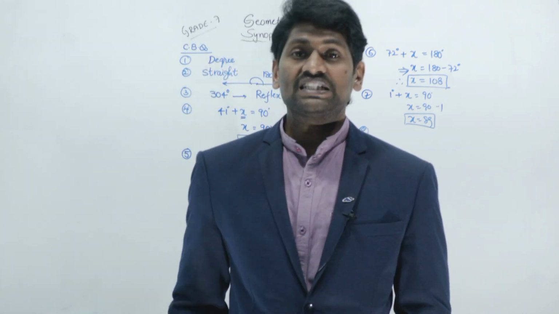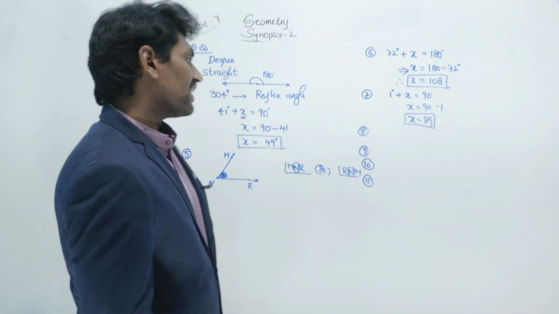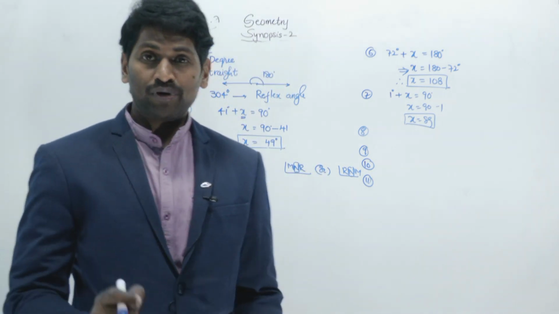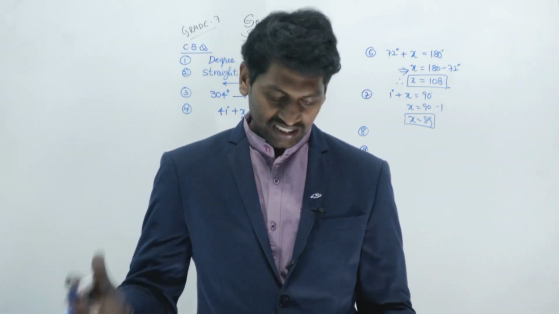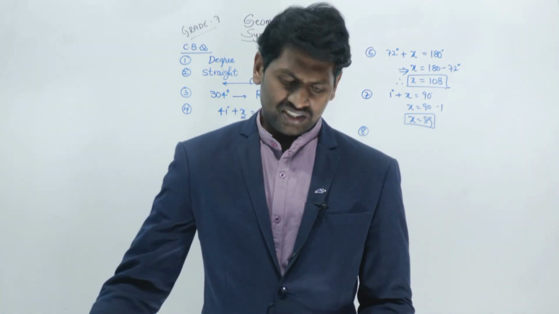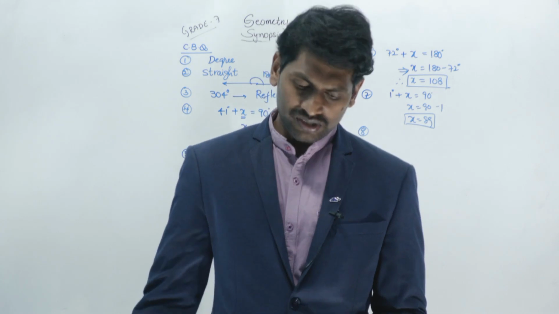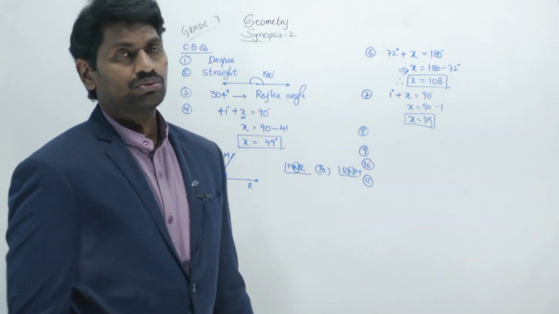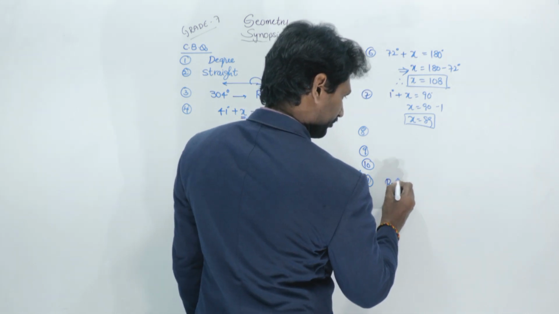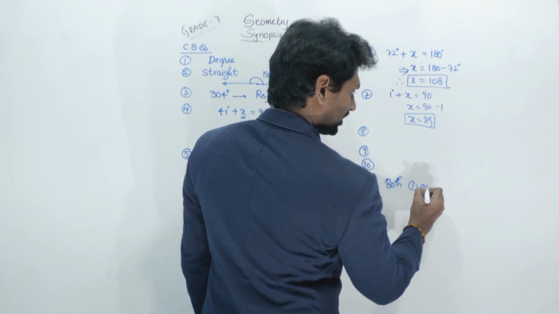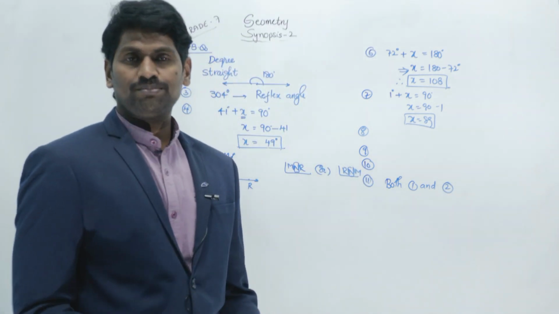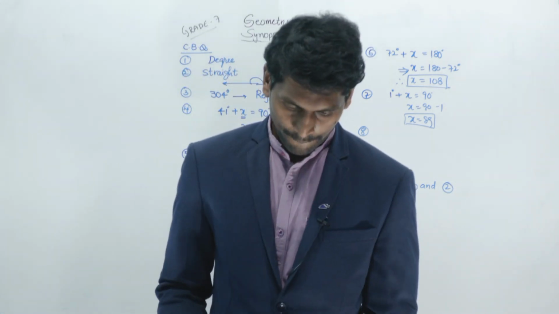Now 11th question. Which of the following is a reflex angle? Reflex angle means more than 180 and less than 360. That means the number which lies between 180 and 360 is our answer. So 181, yes, is the right answer. 279 is also a right answer. So our option is both 1 and 2. The first option is 181, the second option is 279. Both lie between 180 and 360.